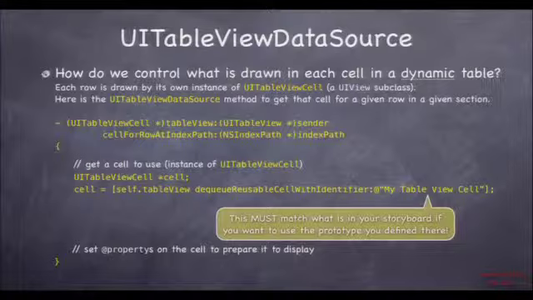Now, the tricky thing, though, about this reuse, the reuse identifier just specifies the name of the pool to use, okay? And the tricky thing about this, though, is when we do the Xcode prototype cells. Remember we did the Xcode prototype cell, and we gave it a name.